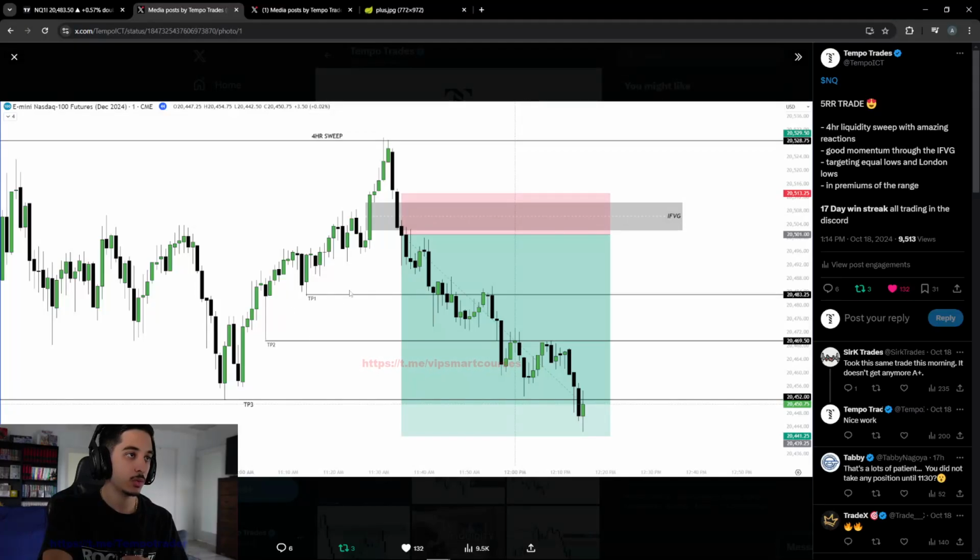So this would be equal lows right here. You can't see it, but where my cursor is, this low and this low are equal. So if you have a short setup, if you pair the liquidity sweep with good reactions and good momentum, you get the close under, and you're targeting equal lows, you're targeting a strong level, such as one of those significant liquidity areas I talked about in the previous video, much higher win rate.